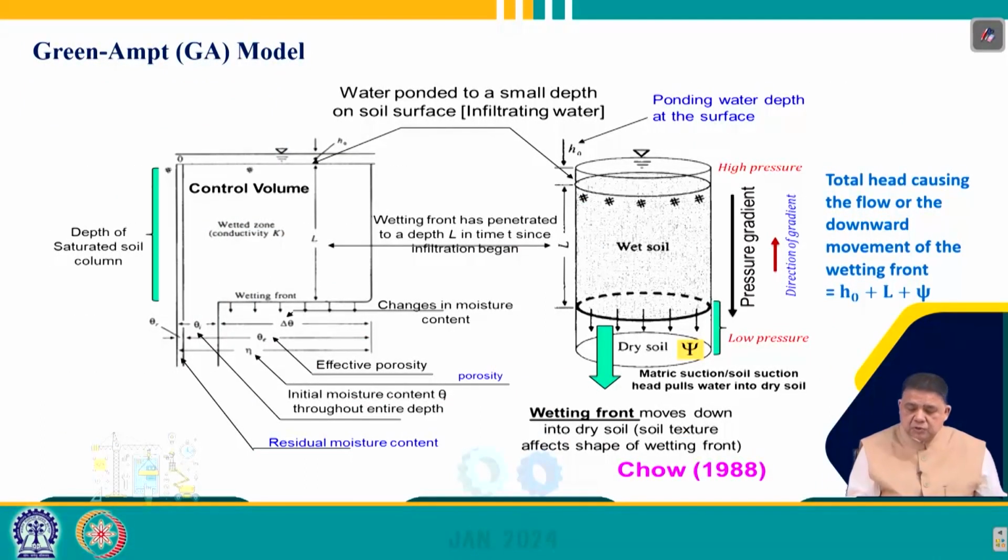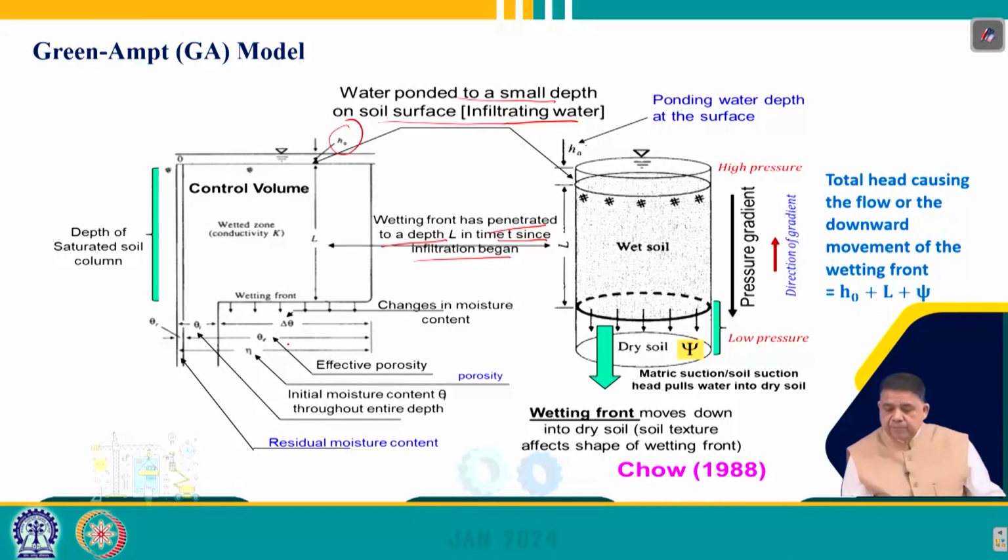And this picture also shows a similar thing: we have water ponded to a small depth on the soil surface, infiltrating water, that is H0 here, and the water has penetrated; the wetting front has gone up to L. That is, the wetting front has penetrated to a depth L in time t since infiltration began, and of course, this is the wetted zone, wetting front and unwetted soil.